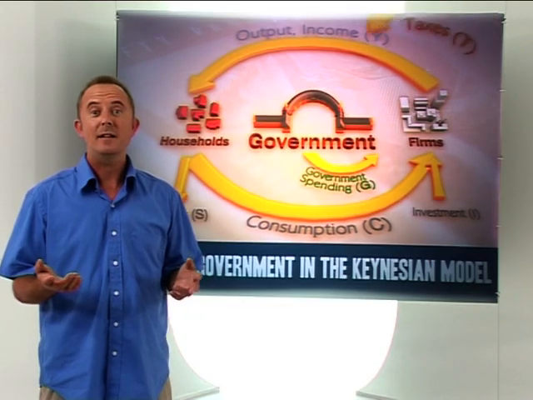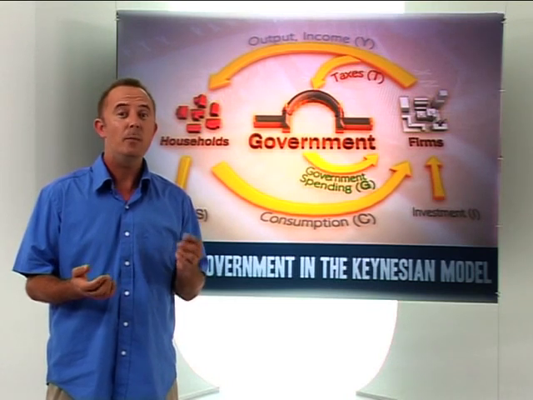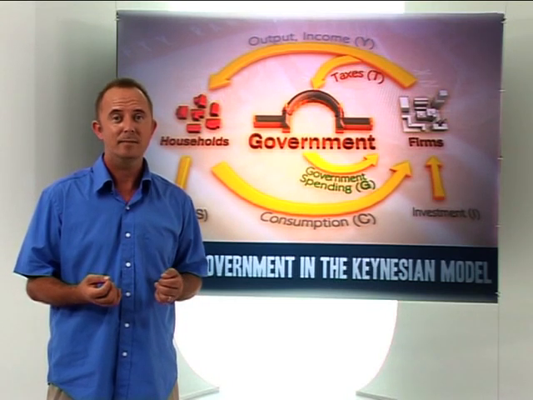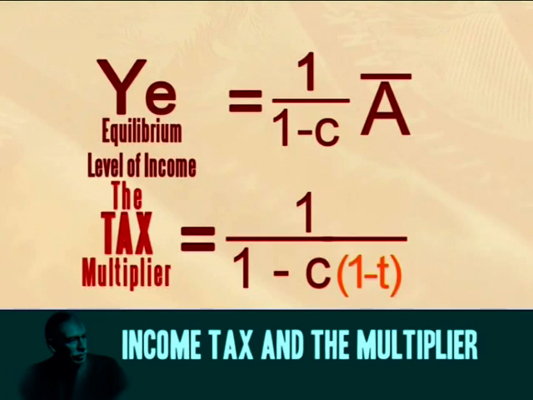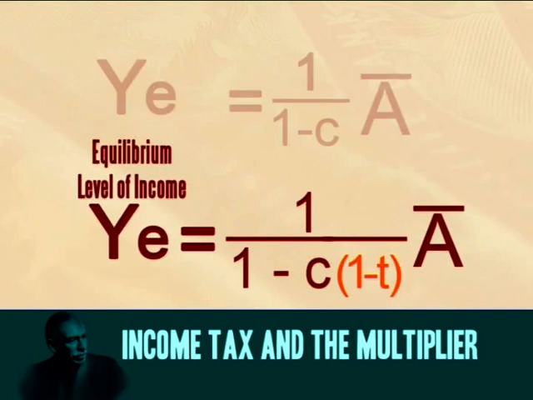Secondly, an income tax is introduced. Now this decreases the value of the multiplier, since households now spend a smaller proportion of any rise in their income, and so the equilibrium level of income declines. The formula for the equilibrium level of income now changes from 1 over 1 minus C times autonomous spending, where A bar comprised autonomous consumption, autonomous investment, plus autonomous government spending, to 1 over 1 minus C times 1 minus T, multiplied by autonomous spending.